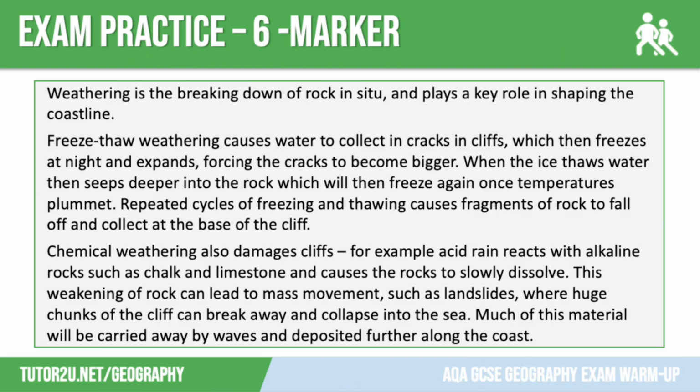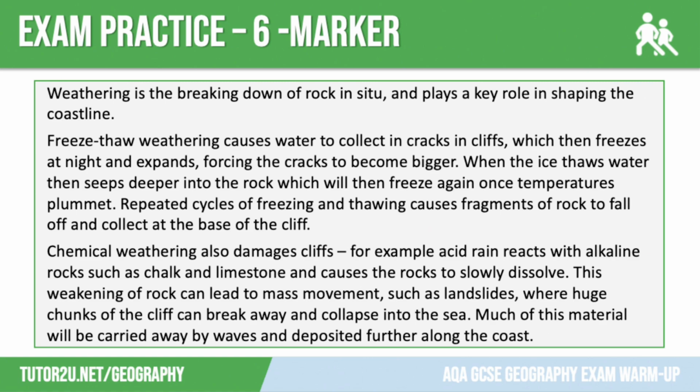For example, acid rain reacts with alkaline rocks such as chalk and limestone and causes the rock to dissolve slowly. This weakening of the rock can lead to mass movements such as landslides, where huge chunks of the cliff can break away and collapse into the sea. Much of this material will be carried away by waves and deposited further along the coastline.